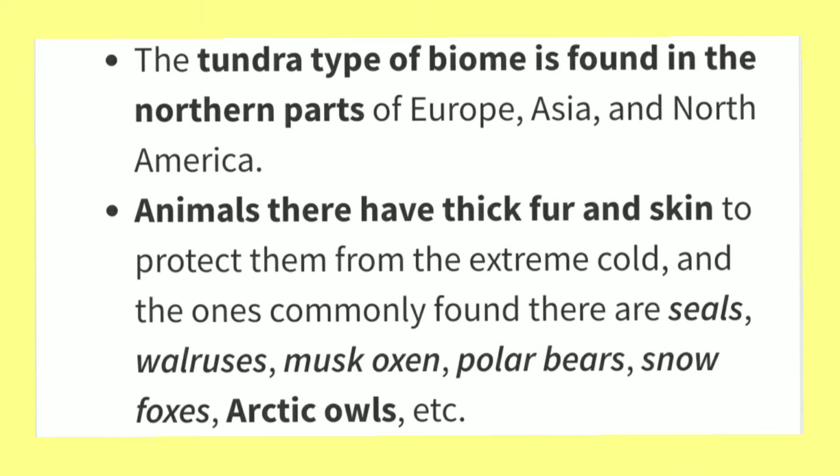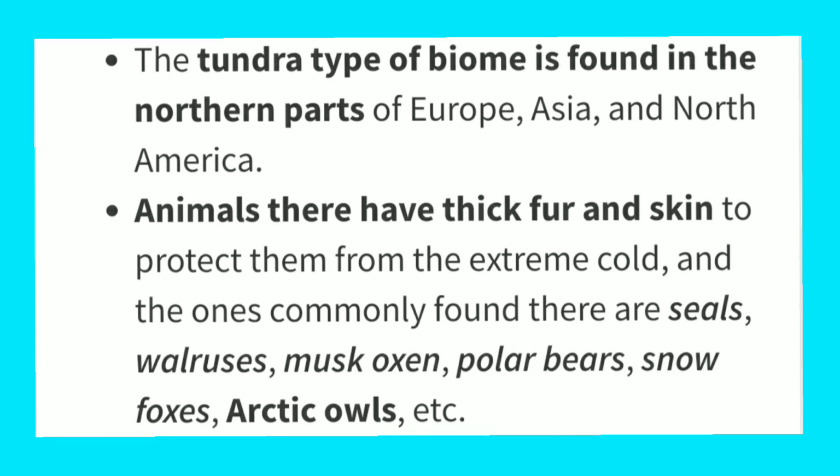So when we go up in altitude, the temperature naturally decreases, and it's freezing cold there. So none of the vegetation could survive in that extreme climatic condition. So mostly we call this kind of vegetation tundra vegetation. Okay, this vegetation is found in the polar areas of Europe, Asia and North America. The animals have thick fur and thick skin to protect themselves from the cold climate. Seal, walrus, musk oxen, Arctic owl, polar bear, snow foxes are some of the animals found here.